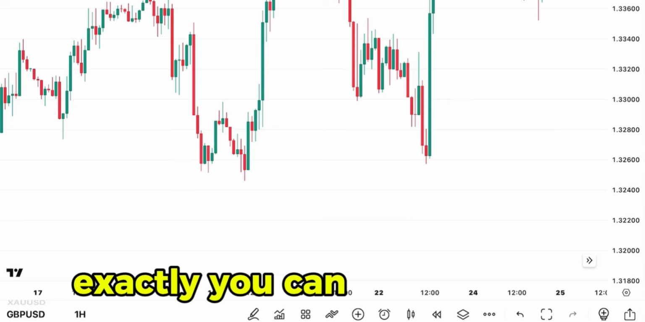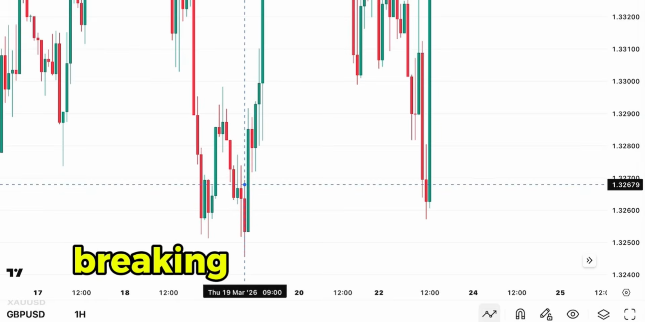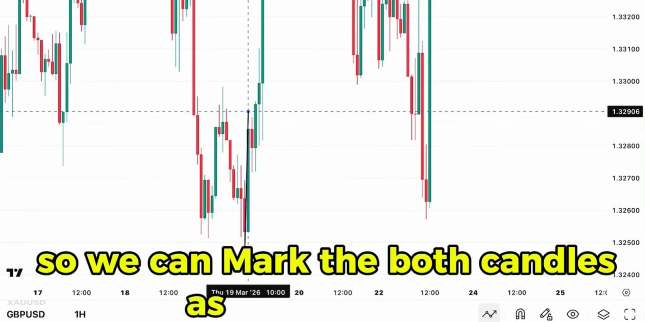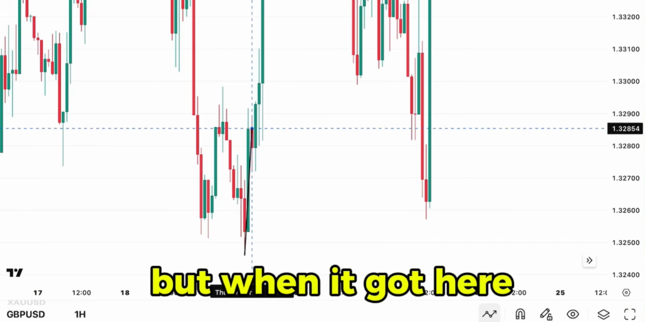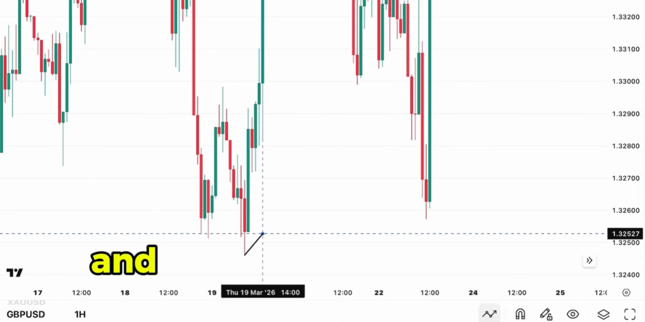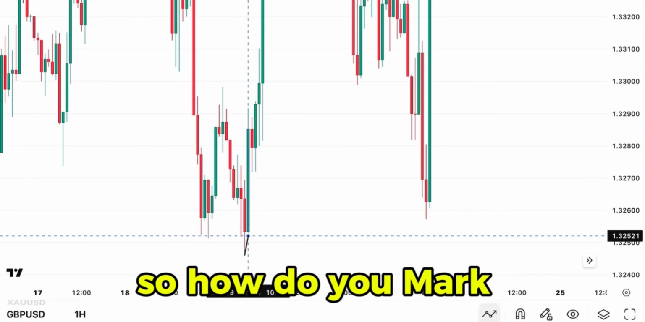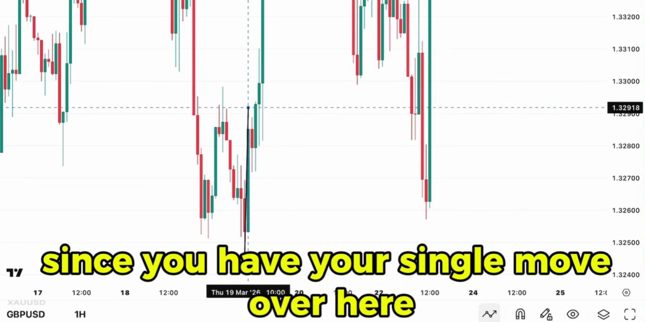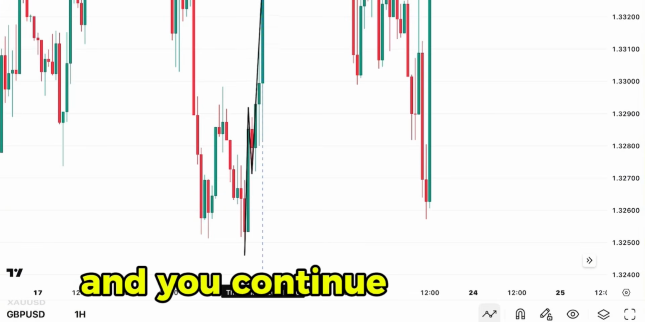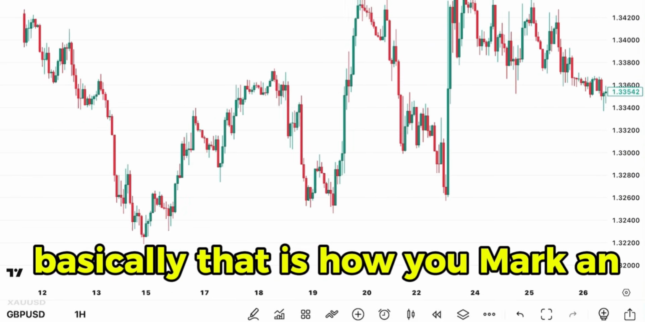Exactly. You can see over here, this candle breaking above this previous candle. So we can mark both candles as a single move. But when it got here, this candle refused to exceed the previous candle high, and it refused to exceed the previous candle low. So how do you mark it? Since you have your single move over here, you can take the low of the inside bar and continue your move. Basically, that is how you mark an inside bar.